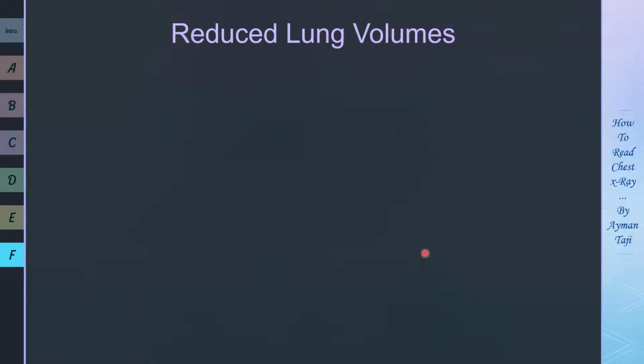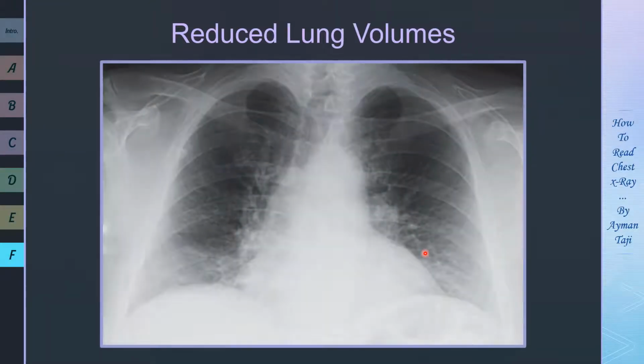So first, let's start with this case in which the lung volumes are reduced. Why are we saying they are reduced? Well, we've run through this in the checking technical quality lecture. So let's count the posterior ribs here. There are only 7 full posterior ribs seen above the diaphragm, where there should normally be 8 to 10.